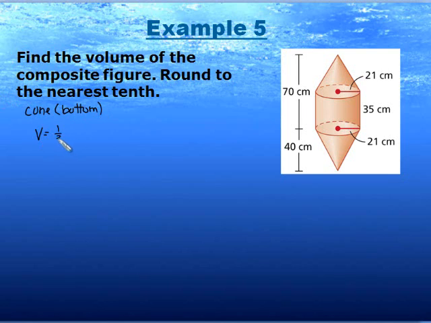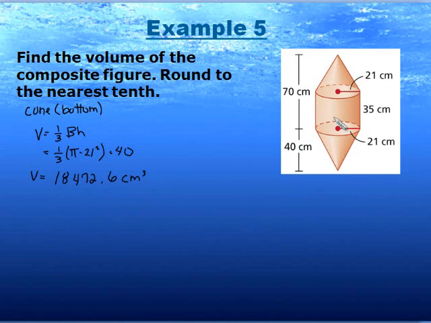So the equation for that is 1/3 times the area of the base times the height. The area of the base is pi r squared. We know that the radius of this bottom cone is 21, so 21 squared. And the height of that cone is 40, so from here to here. Okay, so let's go ahead and find that volume. And for this problem, we cannot leave it in terms of pi. We're just going to put it all together because they want us to round to the nearest tenth. So for this guy, I get 18,472.6.